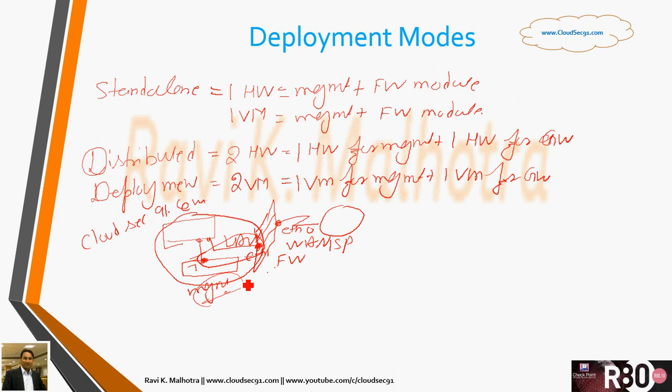Now, why would I do that? That's the question. Where a standalone option is available, where I can save my cost, where I can just install the firewall as well as management licenses on the same appliance, why would I go for a distributed deployment where I need to buy additional hardware, or maybe deploy an additional virtual machine? The answer is very simple.